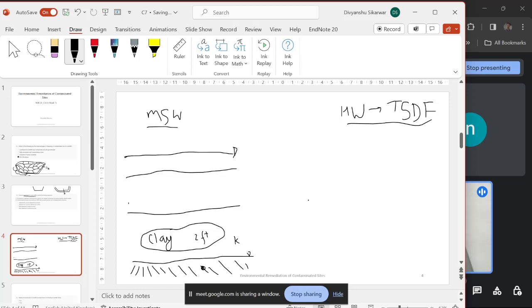We have different soils like silt, clay, normal soil and gravels. There's a difference in the permeability in all these four classifications, right? Yes, sir. The permeability of clay soil is the least. It is less than or equal to 10 to the power minus 7 centimeter per second.